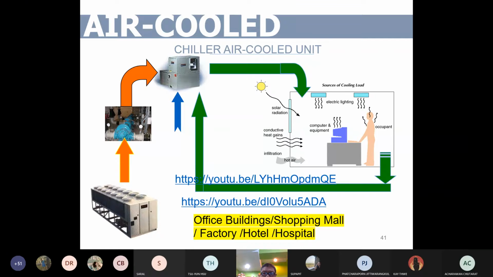in the north of Thailand and in Bangkok, in many places, they use air cool chillers, and also hospitals. Most of the big hospitals in Thailand use air cool chillers in many places. Let's say Rajvithi Hospital, Sirirat or Chulalongkorn Hospital, they use air cool chillers for the small building.